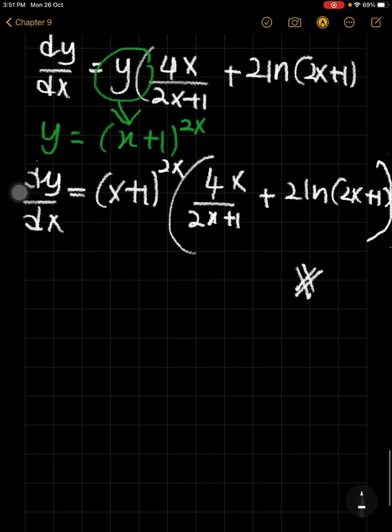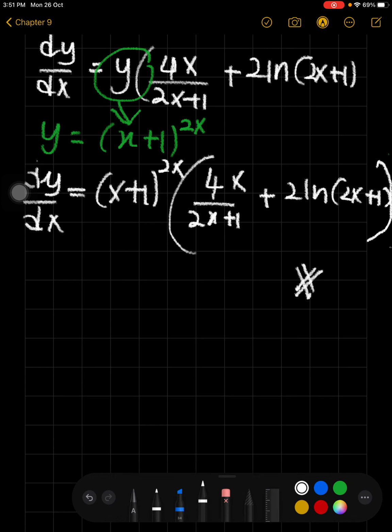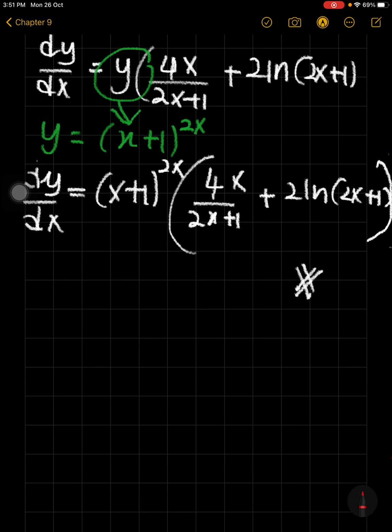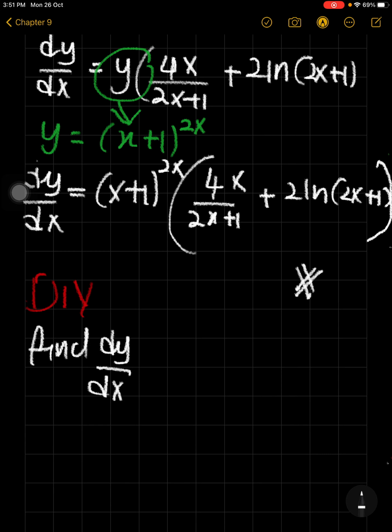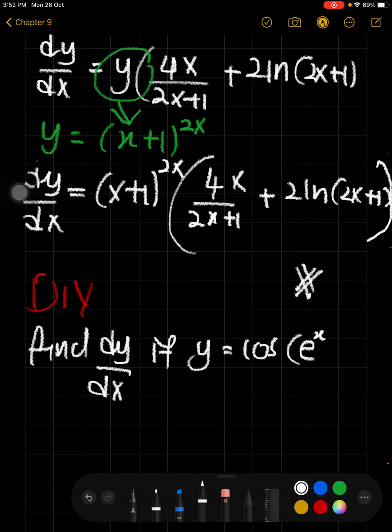Okay, this is you have to do this question. This is DIY for you. Okay, this is your work. DIY question. Do it yourself. Find dy per dx if y is equal to cos. Allah, soalan you terlalu panjang.